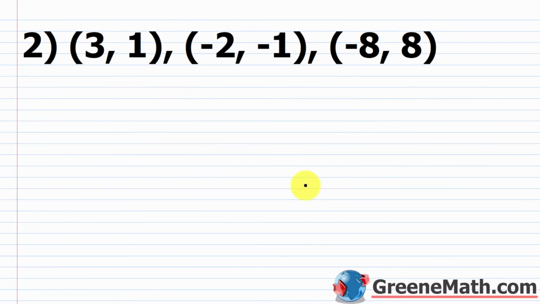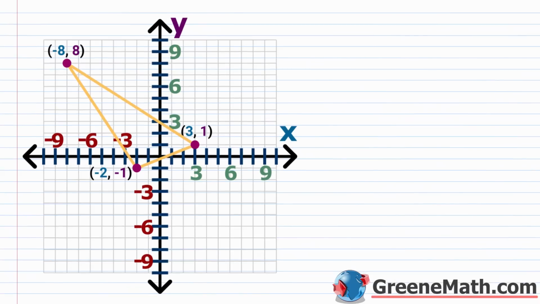All right, let's take a look at problem 2. So here we have the points 3, 1, -2, -1, and -8, 8. So again, I've already plotted these. So here's your -8, 8. Here's your 3, 1. Here's your -2, -1. So we can see that these points are not collinear. This forms a triangle. But again, I'm going to show you this using the distance formula method. And I just want to state again, this is the slowest possible method to do this. It's only something you want to use if your teacher makes you do it because you're in that section.